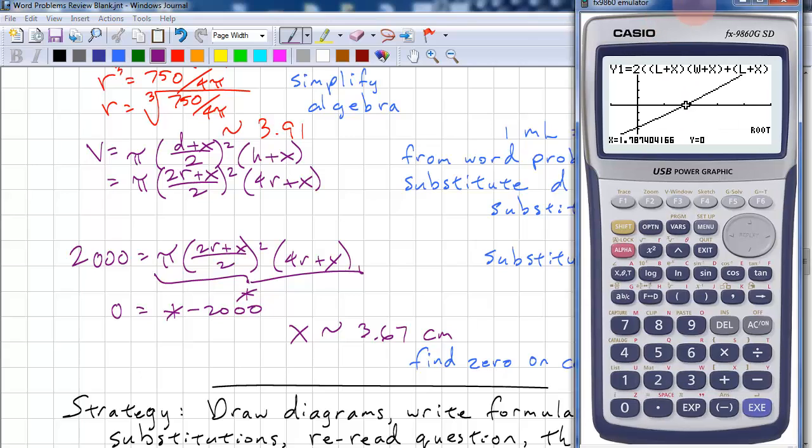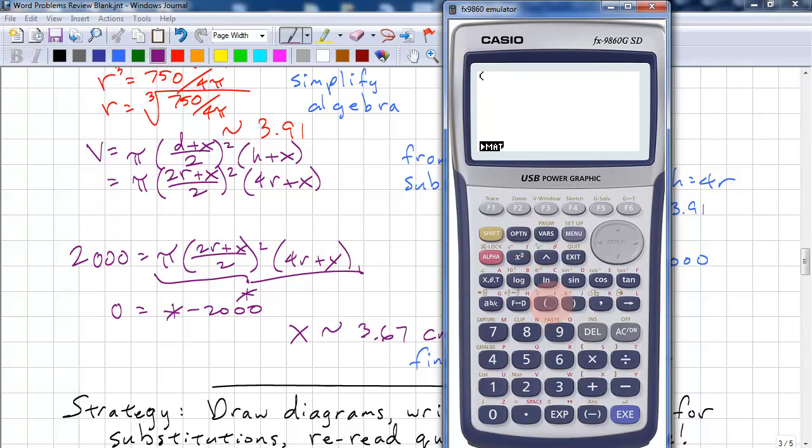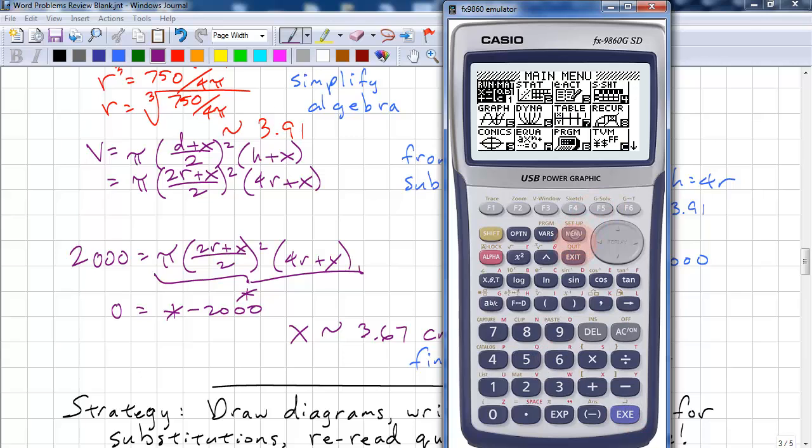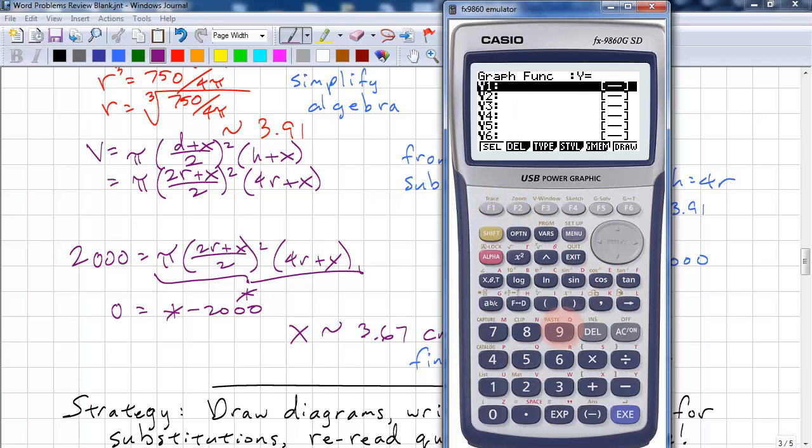Let's repeat this on the Casio. Bracket 750 divided by 4 divided by pi, bracket raised to the power of 1/3. And we're going to store this into R. That's the 6 button here. Go to the grapher, clear out the old one. And we have pi, bracket, bracket, 2R plus X, bracket divided by 2, bracket squared, bracket 4R plus X, bracket.